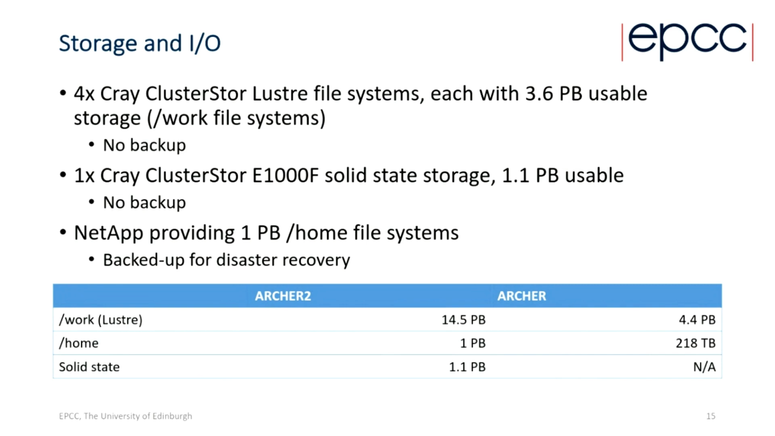You can see in the table below that Lustre on Archer is about 4.4 petabytes, and we're going up to 14.5 petabytes in total on Archer 2. No backup of that, as is on Archer. There's a home file system similar to Archer, which is backed up for disaster recovery, going up from 218 terabytes to a petabyte.